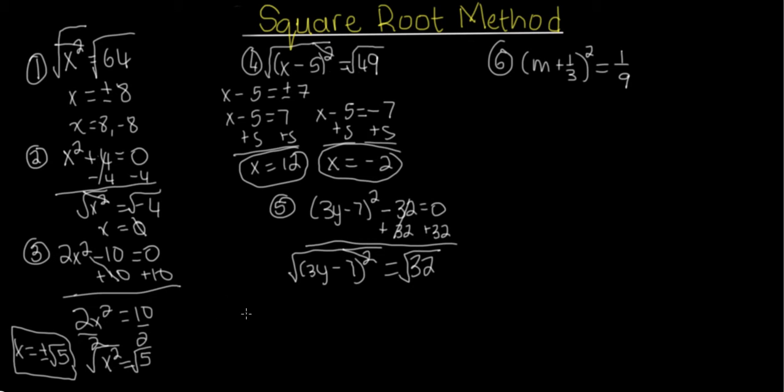That's going to cancel. So I have, I guess I'll write that here, 3y minus 7 equals plus or minus the square root of 32. The square root of 32 is actually not a perfect square, but you need to simplify this. I don't know if you remember how to do that, but I'll go ahead and do it.